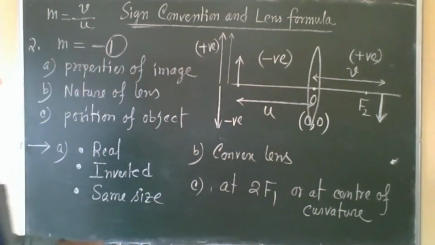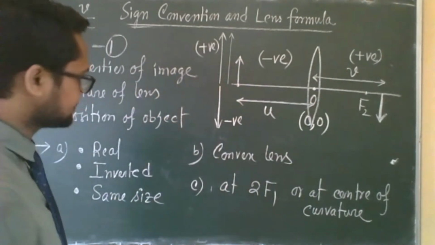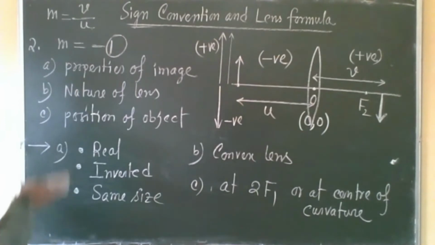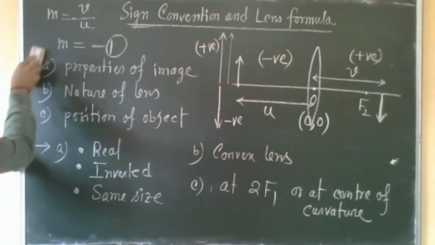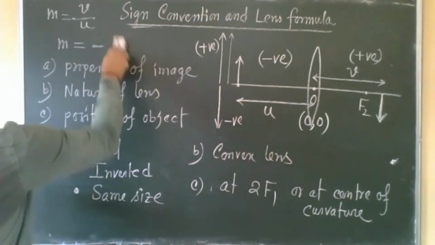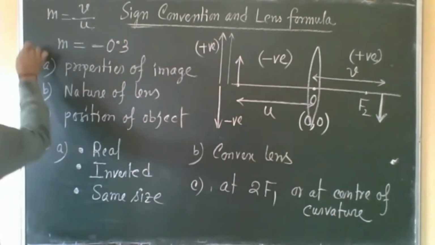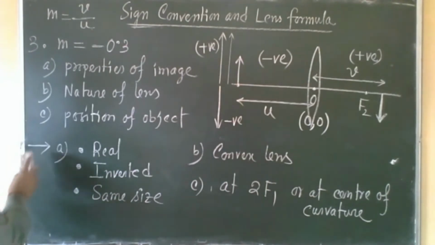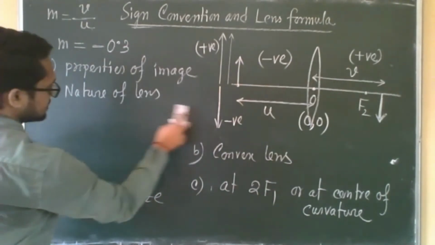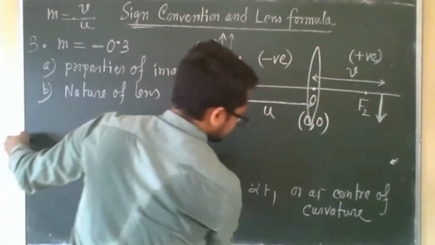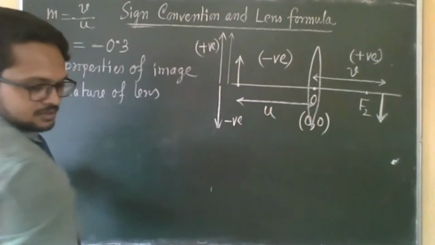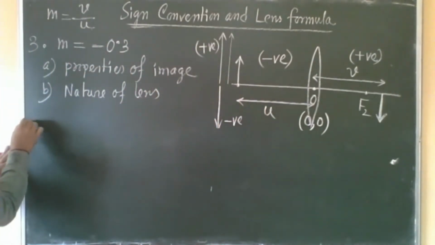Okay. So this is the complete question. Come to the last question. I am giving now the negative value, negative and less than 1. Suppose 0.3. Question number 3, 0.3. Now, what will be your answer? So question A.